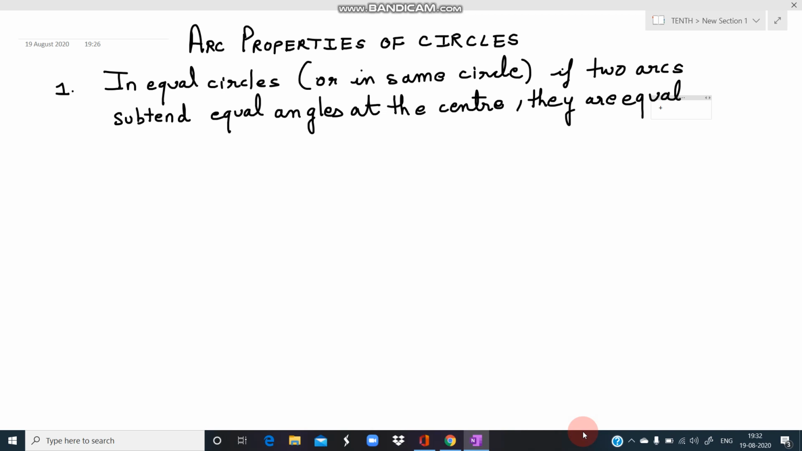Continuing with a new topic now, that is arc properties of a circle. Before doing this, the last chapter that we have done is about the chord properties of circle. Circle में जो chord होती हैं उसकी क्या properties हैं. वैसे ही हमारा जो next chapter है that is about the arc properties. तो उसके लिए पहले हमें पता होना चाहिए कि arc क्या होता है.